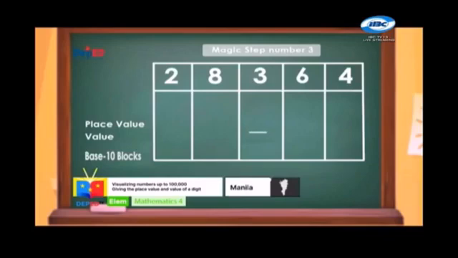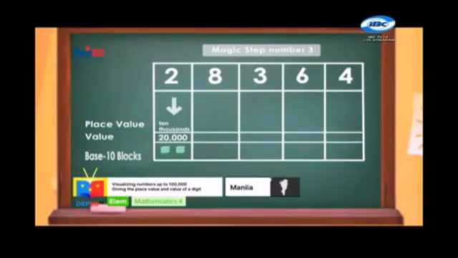In 28,364, the 10,000s place is a digit of 2 and has a value of 20,000. So we will draw 2 sets of 10 blocks. Next, thousands place is a digit of 8. Therefore, we need to draw 8 blocks under thousands. Hundreds place is a digit of 3. Then we will draw 3 flats.